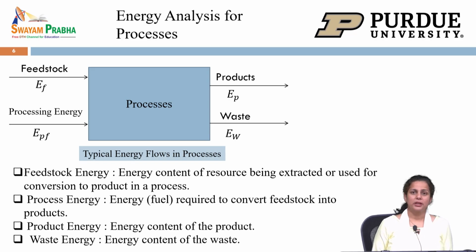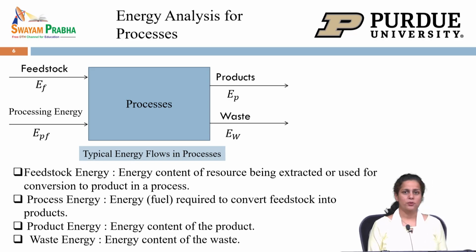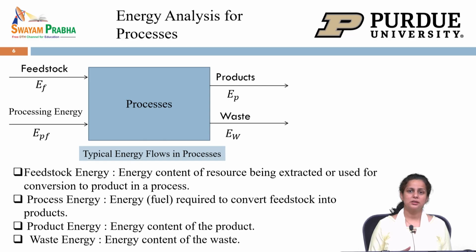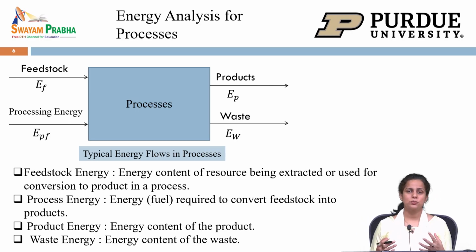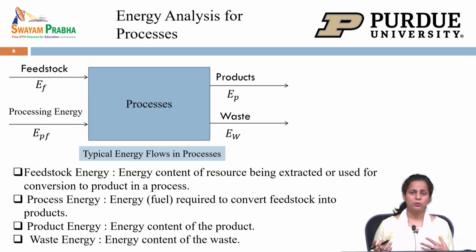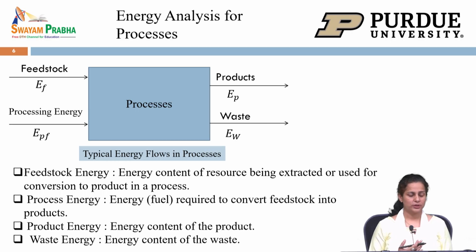So, to get started with energy analysis for processes, we consider the natural flows. If you look at a process, there are inputs and outputs. If you remember, whenever we started with an LCA, we looked at the inputs and outputs. Inputs could be the raw material and the outputs are the products or co-products or the waste. Similarly, for the energy flows, we will first look at what are the inputs and outputs in terms of energy.